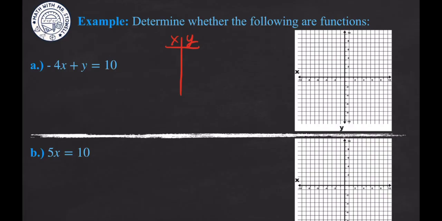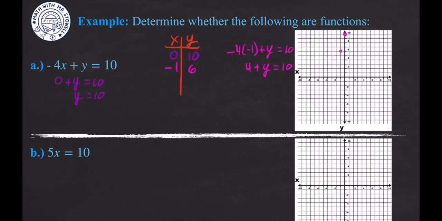Let's choose the x value to be 0. If x was 0, y would be 10, because this would be 0 plus y equals 10, so y is 10. If we chose x to be -1, we would see that this is -4 times -1 plus y equals 10. So in other words, this is 4 plus y equals 10. Well, 4 plus what equals 10? Well, 6. So y is 6. So putting this on the graph, this is going to end up to be (0, 10), and (-1, 6).